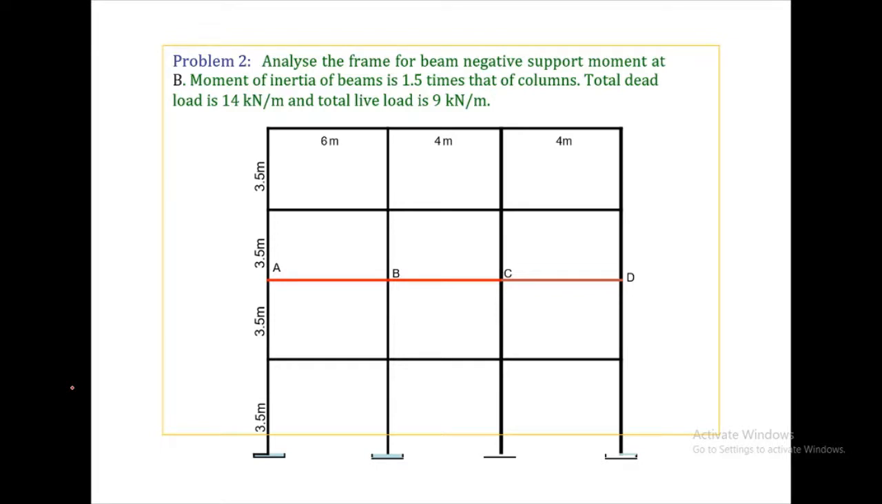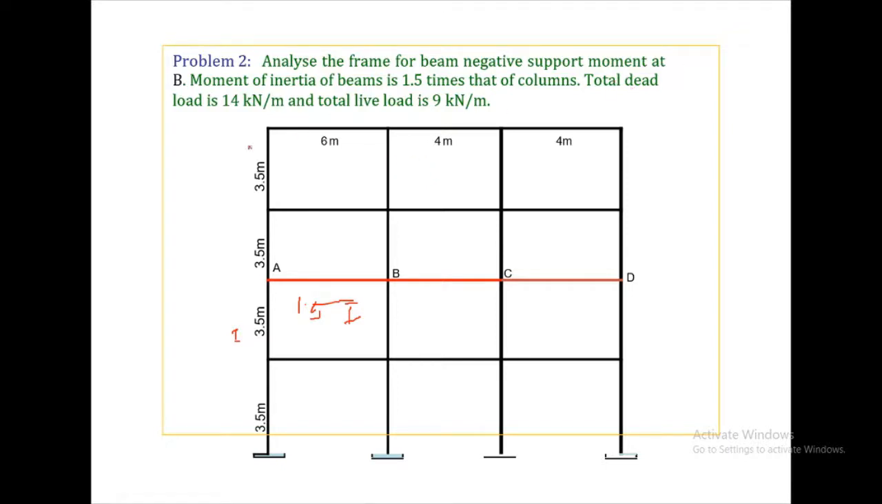So this is our second problem. In this, they have asked us to analyze a frame for beam negative support moment at B. That is, we will have to get a maximum negative support moment at B, and it is given that the moment of inertia of the beam is 1.5 times that of the column. Let's consider that the moment of inertia of the column is I and the moment of inertia of the beam is 1.5 I.